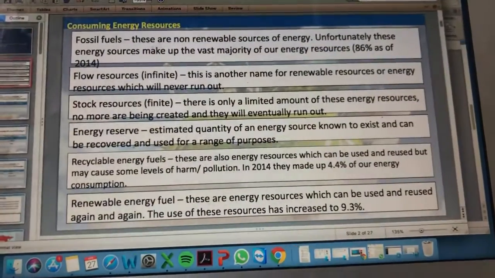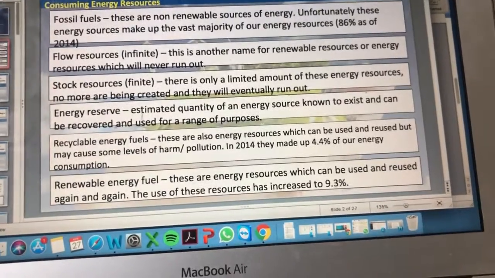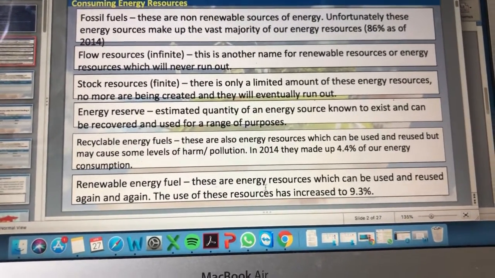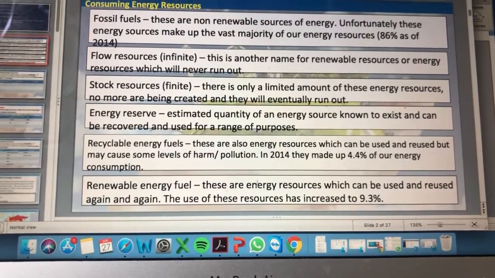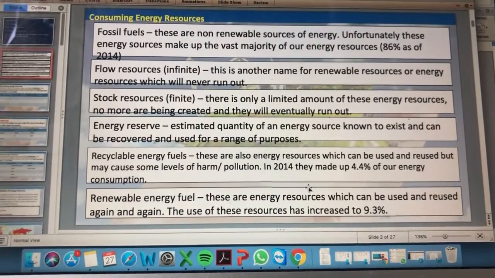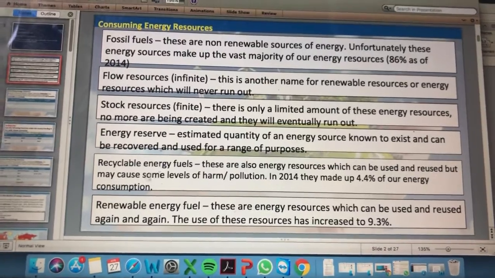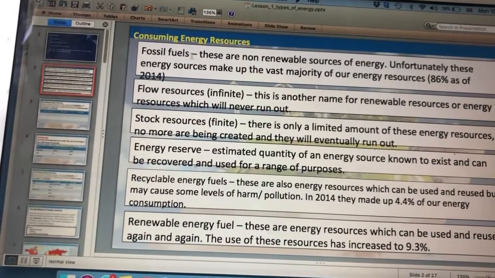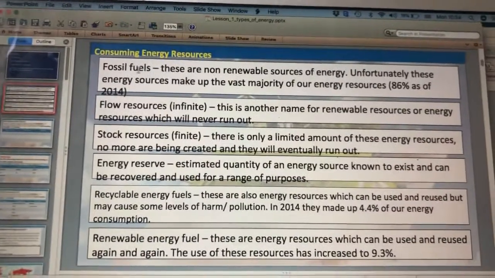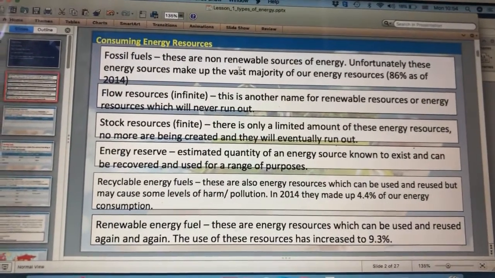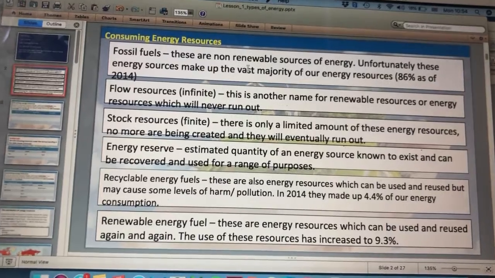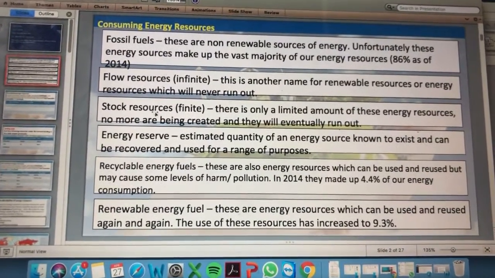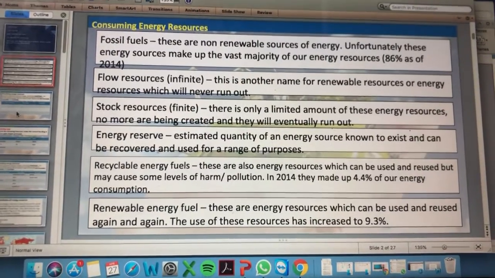So, make a note of these few key words, such as renewable energy. So resources that can be used and reused again. This is compared to recyclable energy fuels, which can be used and reused, but may cause some levels of harm or pollution. This is compared then to non-renewables, such as fossil fuels, despite the fact that they take up the vast majority of what we use for energy in 2014, about 86%, okay? And we've got some of the keywords for you to note down.